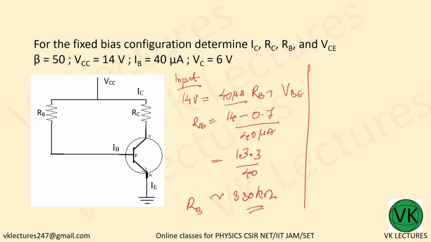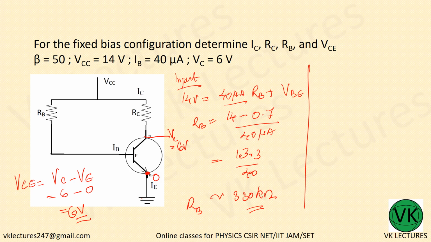Now we have to apply KVL to the output. So this point VC is given. So VC is equal to 6 volt. Okay. Now what you want? VCE. VCE is equal to VC minus VE. What is VE? The emitter terminal is connected to ground. So at this point 0 volt. So VE equal to 0, VC equal to 6, VCE equal to 6 volt.